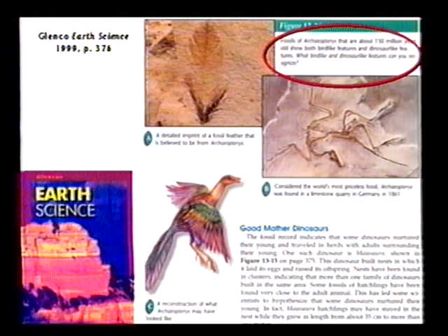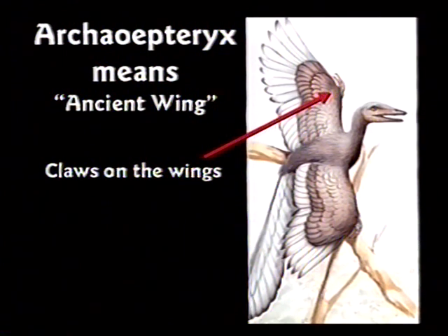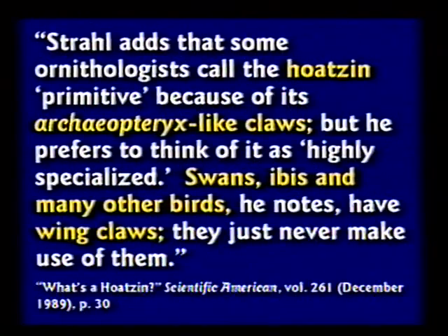Yes, boys and girls, Archaeopteryx is proof that dinosaurs turned to birds. Well, just hold on a minute. Archaeopteryx is a bird, folks. It's a perching bird, and no amount of paleobabble is going to change that. And Alan Fiducia is one of the world's authorities on birds at UNC Chapel Hill. He says it's just a bird. See, Archaeopteryx means ancient wing, and they're going to say Archaeopteryx had claws on his wings. Boy, you're right, he sure does. And they'll say, see, that proves he used to be a dinosaur. No, quite a few birds today still have claws on their wings, okay? The swans do, ibis does, about 12 different birds have claws on their wings. The Hoatzin does.